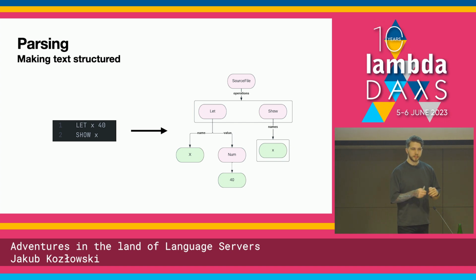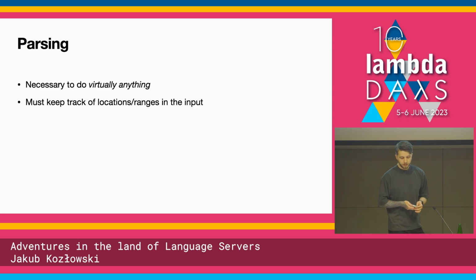So I'm turning the string of text into a source file, which has two operations: a let, which has a name and a value. The value is a numeric literal. And we also have a show operation, which takes a list of parameters. And here there's just one parameter, and it is the variable x. Simple as that. But this isn't exactly everything we need to do, just getting this structure.